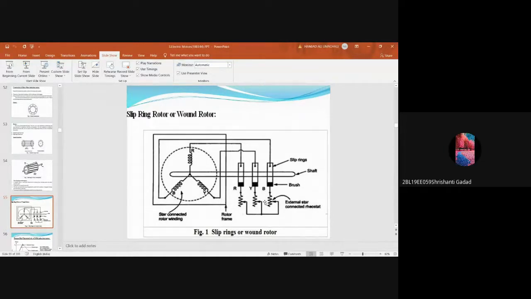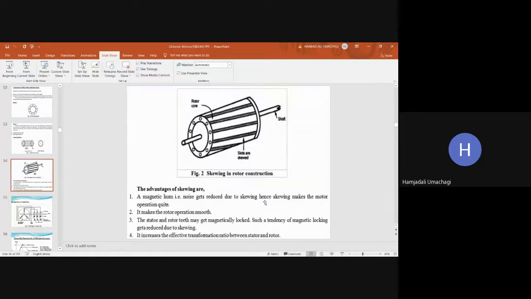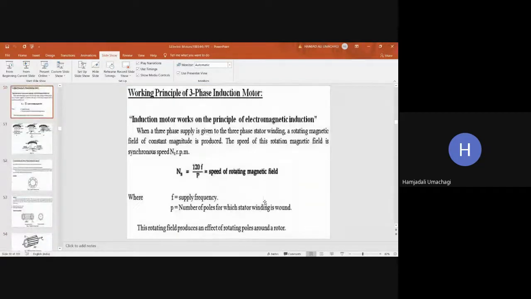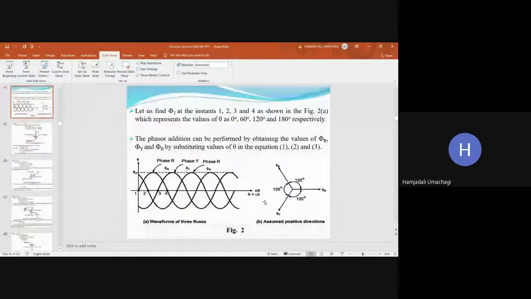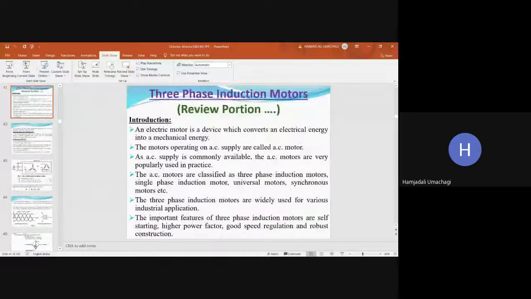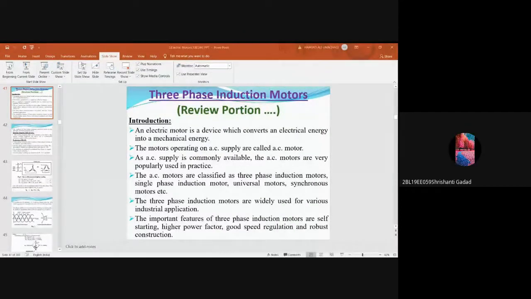Yes, sir. So this is all about different types of rotors in the case of induction motor. If you have any doubts, you can ask me. Yes? Do you have any doubts? No, sir.